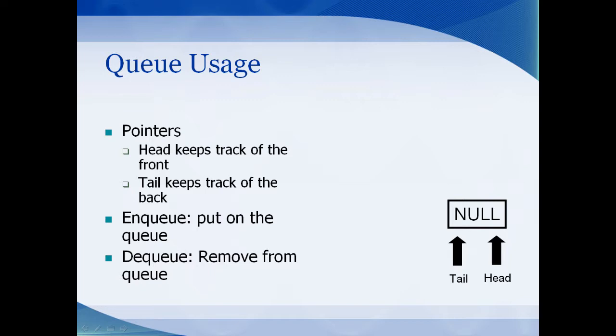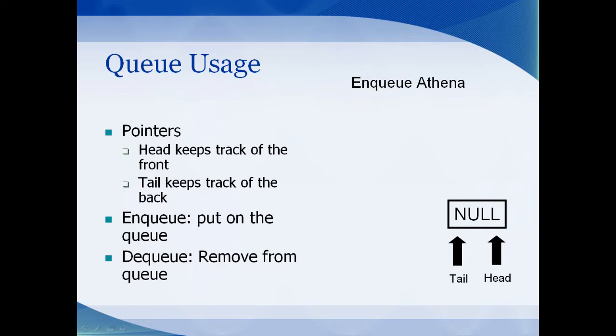Now, a queue has two pointers. The head pointer is in the front of the line, and the tail pointer is in the back of the line. That sounds obvious, doesn't it? Well, when the queue is empty, both pointers are not pointing to anything. They have null values. We use the word enqueue to add to the queue, and dequeue is used to remove from the queue.